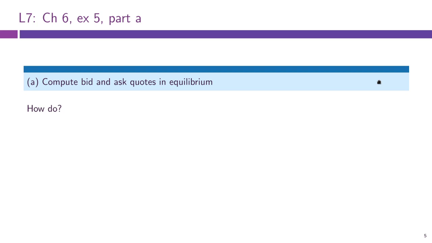And we can start by even ignoring the trading fees, right? So if we think about just the basic textbook model without the trading fees for now, because they will then enter the computation very trivially. So how can we compute bid and ask prices?